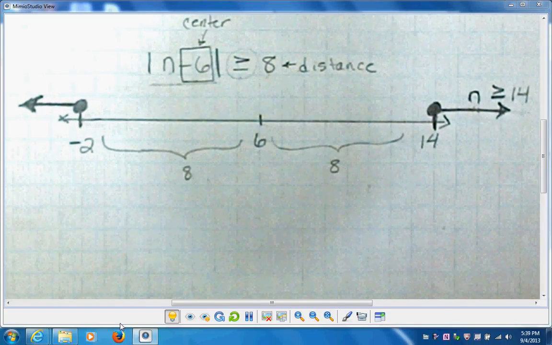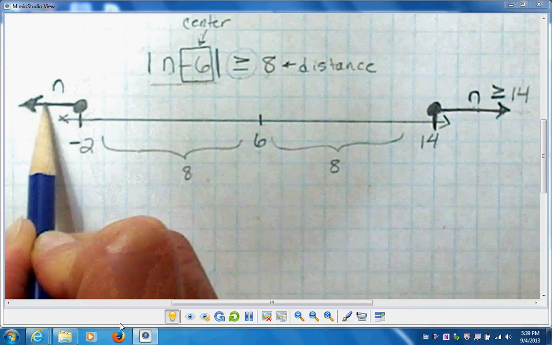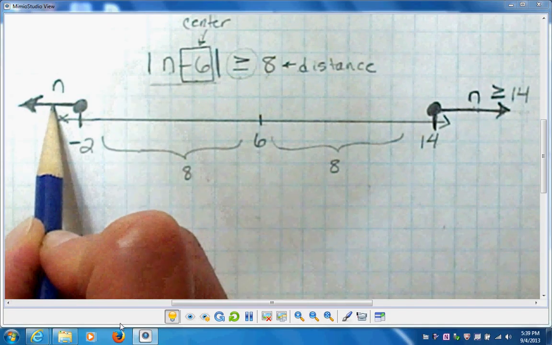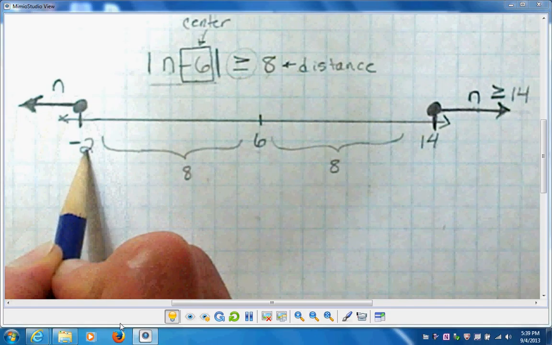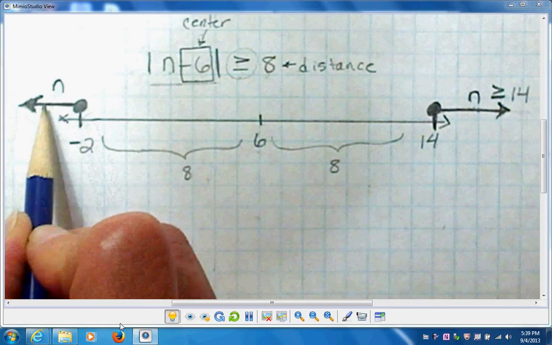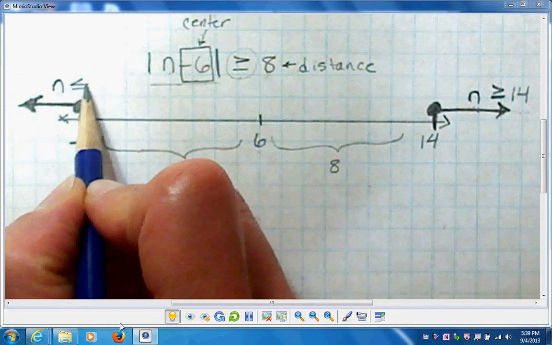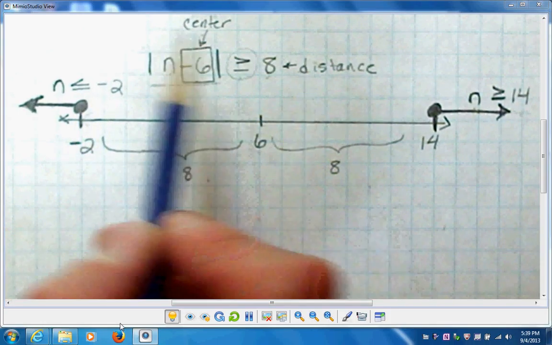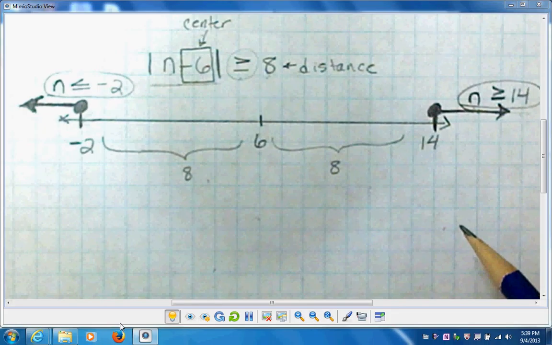So we're going to do the same thing on the other side. Where is n over here? N is any number out this way. So it could be -3, it could be -4, it could be -15, it could be -1,000, whatever you want it to be, because all those numbers are going down this way. So what's the relationship between n and -2? Well, these numbers are smaller than -2, so n is less than or equal to -2. I do that because these inequalities are going to help me write my set builder notation.